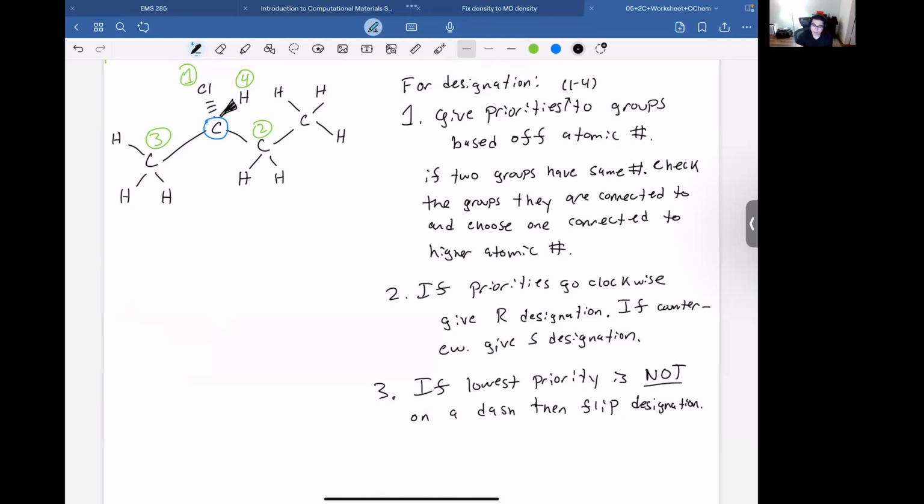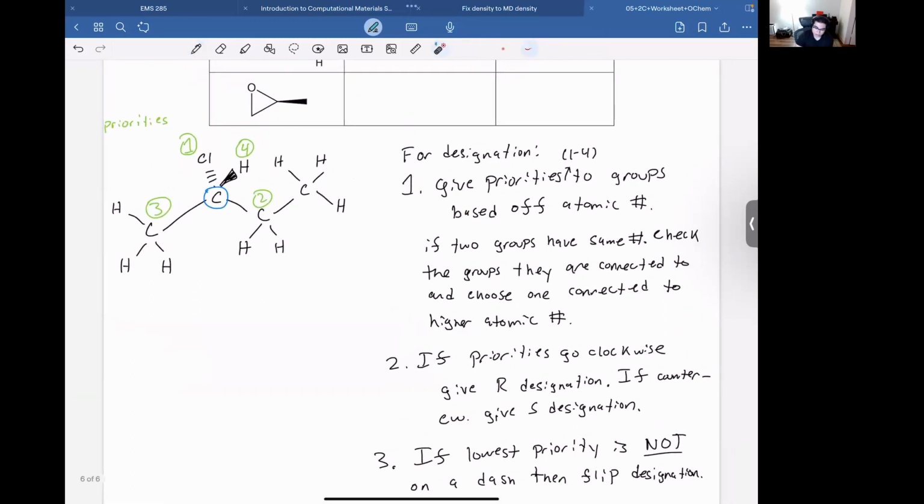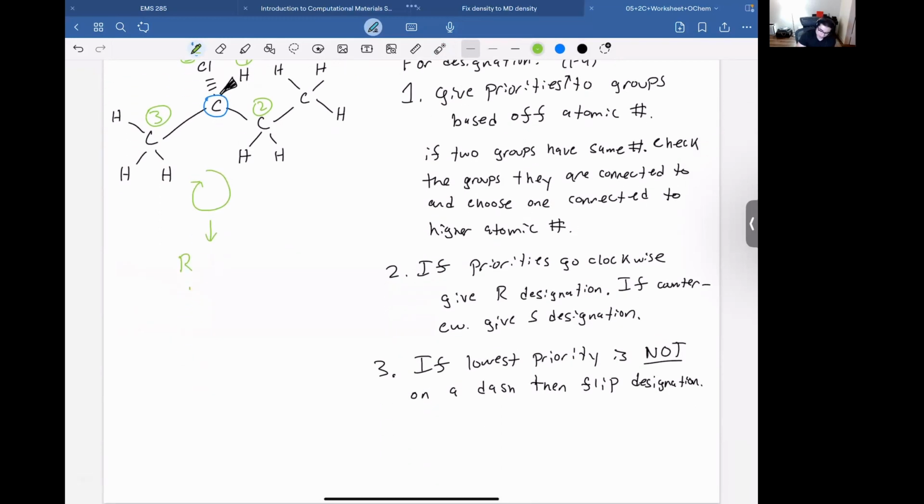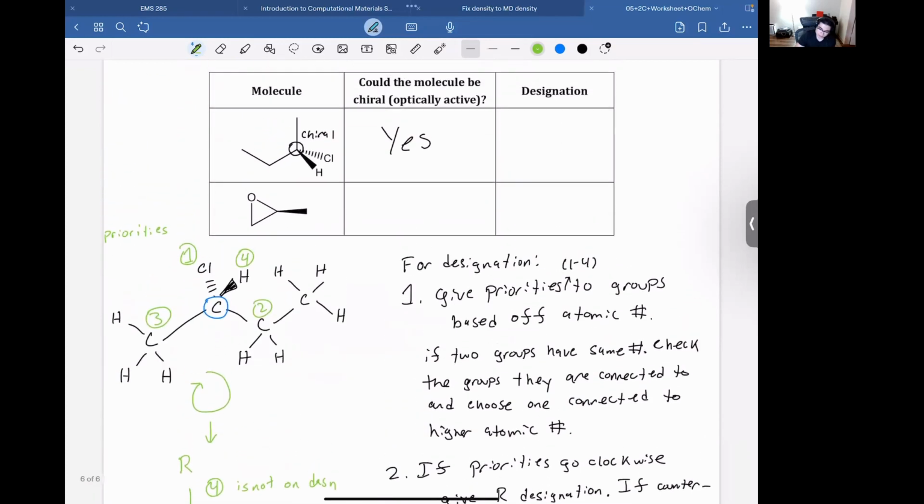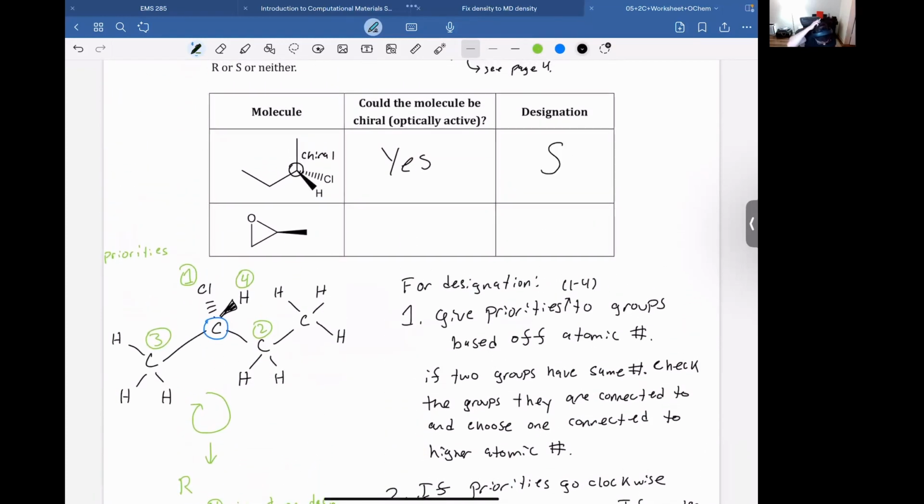So really in this case, we're looking at where hydrogen is, the lowest priority. It's not on a dash, so we're going to have to flip it. That's our 4th priority. 4th is lowest, by the way. So you can see here that this is going clockwise, so this is R. But then you can see that 4 is not on a dash, so we flip this to S. So the designation for this first one is S. Again, we flip it because the lowest priority is not on a dash, it's on a wedge.